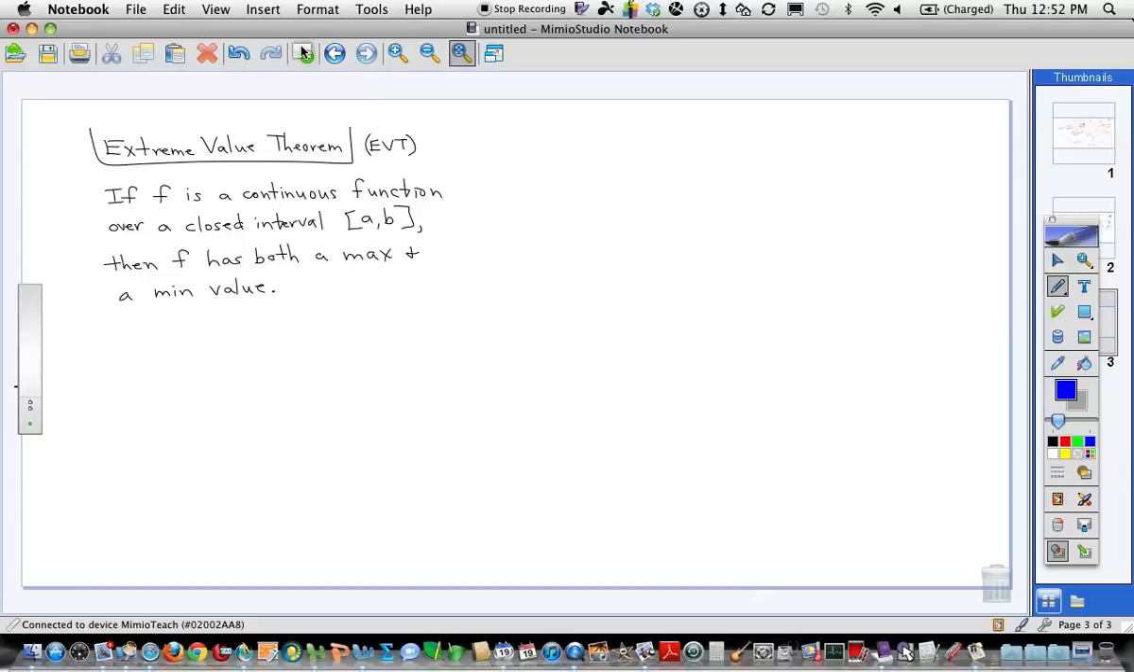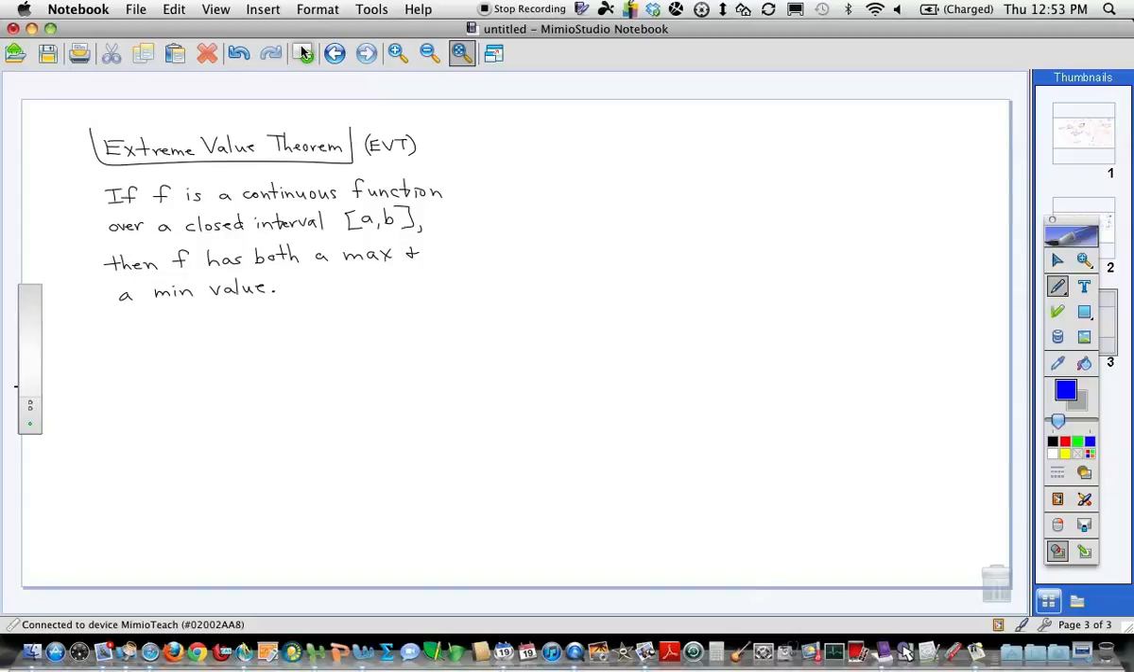Now, that doesn't seem to be anything too earth-shattering, but when we were doing optimization problems, we were looking for a max or looking for a min, it's good to know that one exists. And basically that's what this is. This is called an existence theorem. It just guarantees that if you have a continuous function over a closed interval, then there's going to be both a max and a min value.